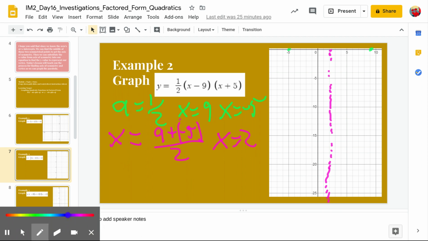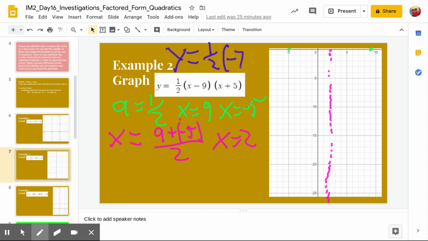All right, so there we have our axis of symmetry. Now what I want to do is find the vertex. So we're going to substitute x equals 2 into our equation, and we're going to solve for y. So y equals 1/2 multiplied. I'm not going to show all the substitution work here. I'm going to go 2 minus 9, so that's going to be -7. And then it's going to be 2 plus 5, which is going to be +7. So we're going to get -49 halves.